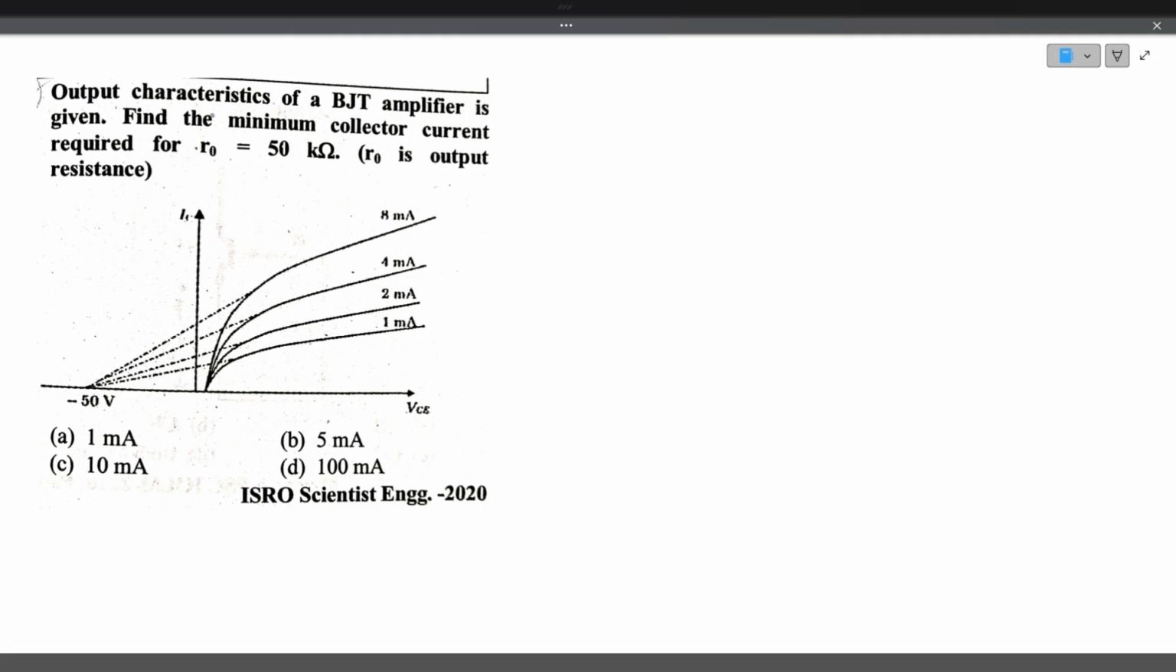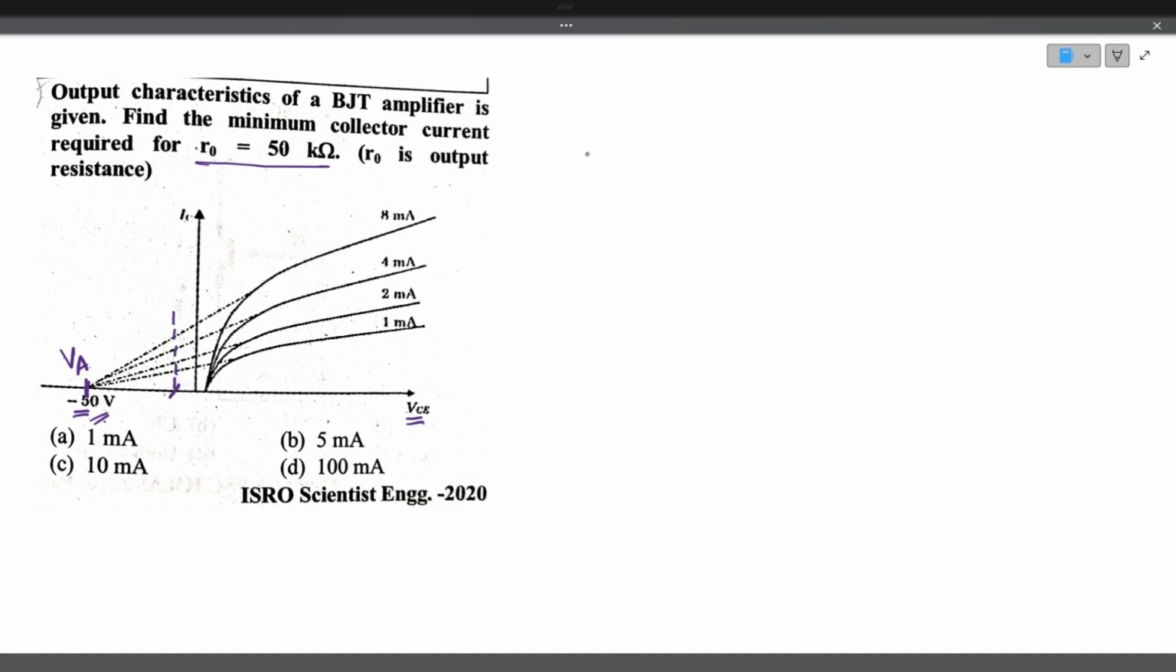Let's see the question. The output characteristics of a BJT amplifier are given. Find the minimum collector current required for an output resistance R0 equal to 50 kilo ohms. This is the early voltage he has given, VA, and these are the output characteristics. If you observe carefully, when VCE is equal to minus VA, the early voltage, the collector current becomes 0. Whereas when VCE is far lesser than the early voltage, the collector current will be higher.